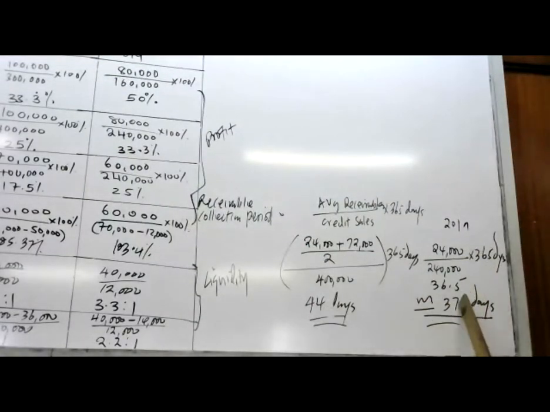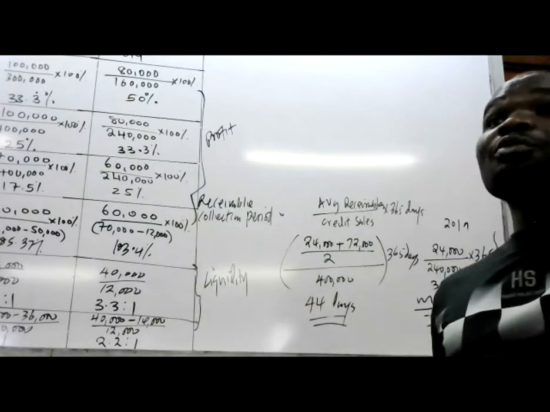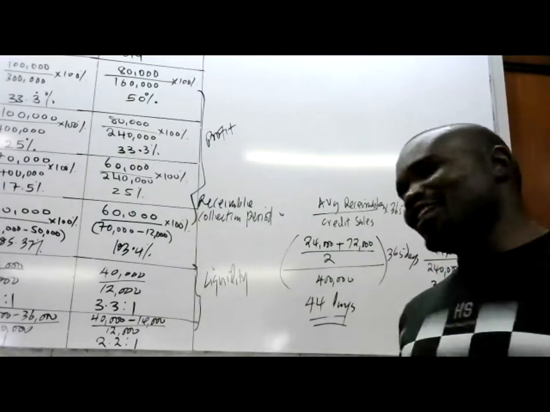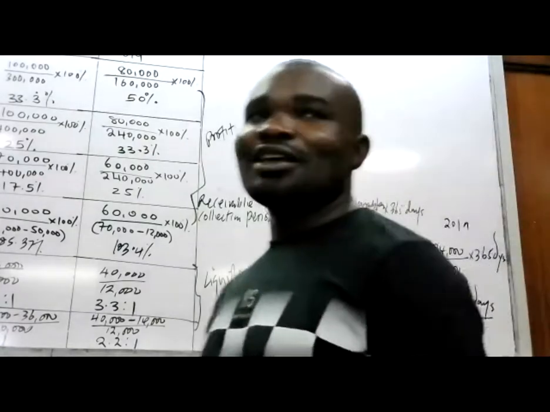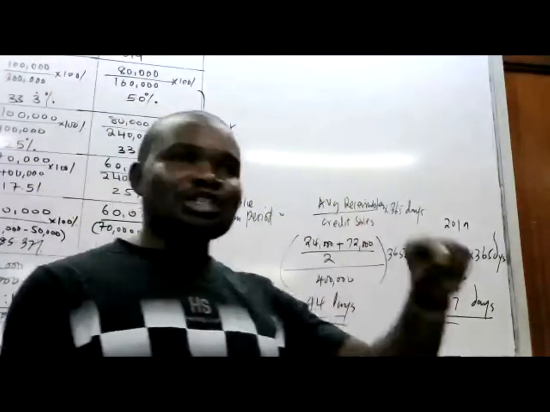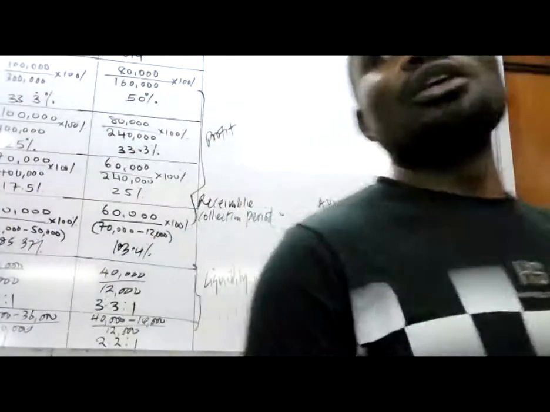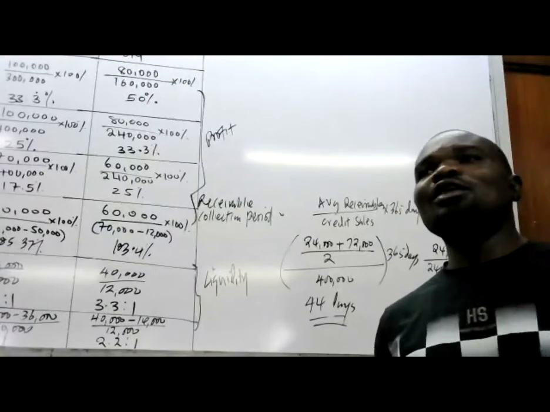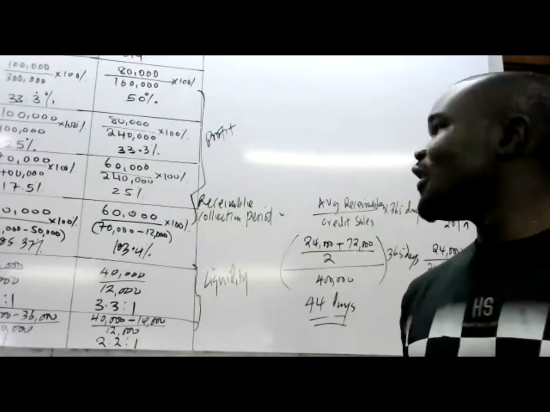So 2019 was still better. They were collecting very fast in 2019 compared to 2020. Payables should be high. You should not be quick to pay. You prolong the payment period, then you shorten the collection period so that you maintain what we call ideal working capital.